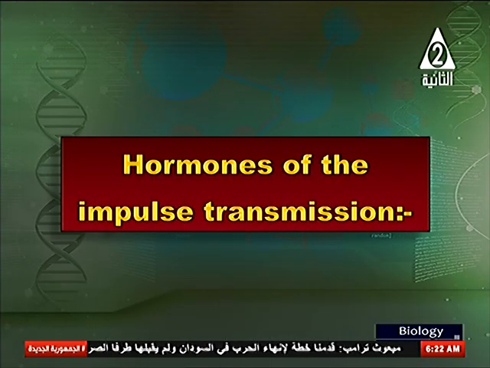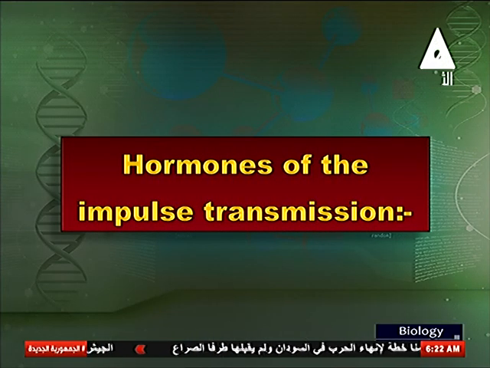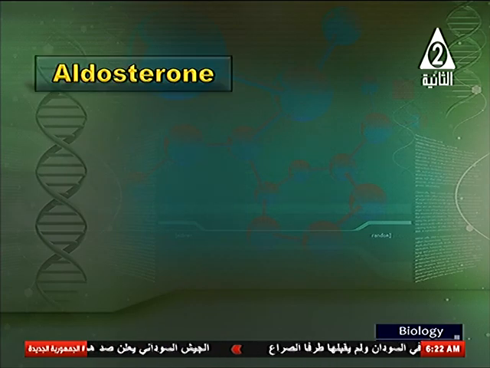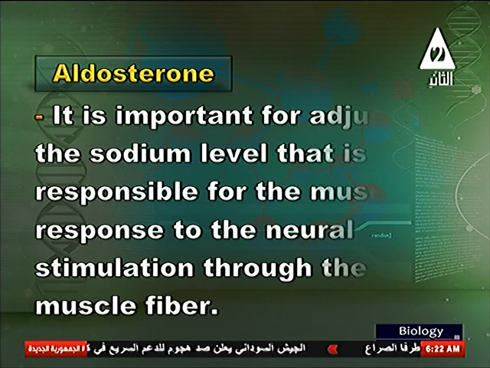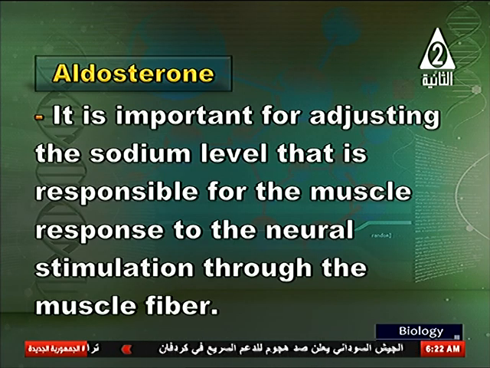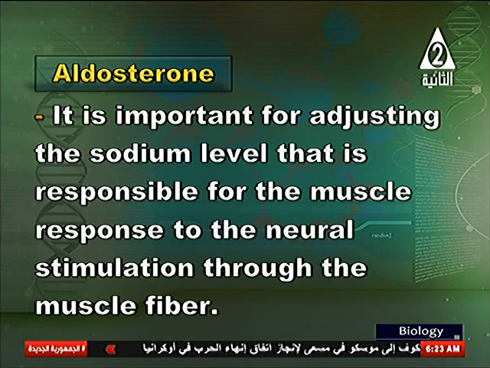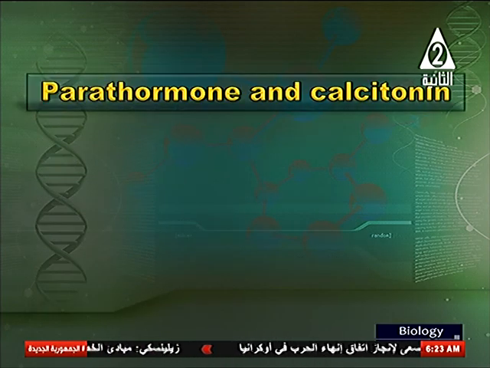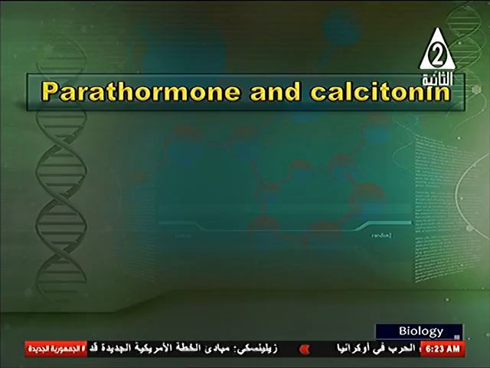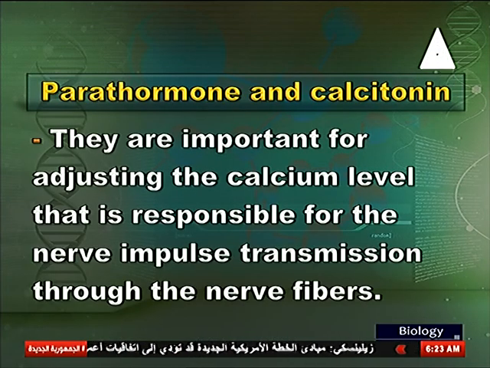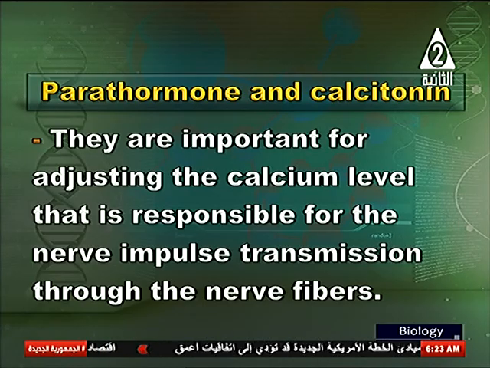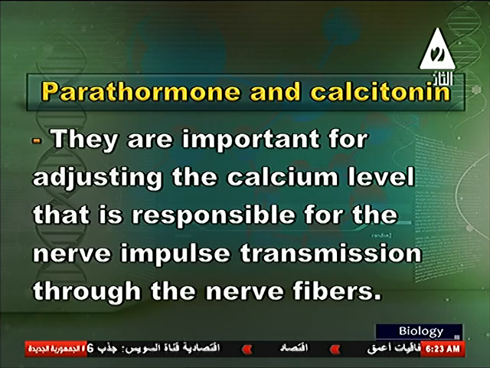Let's make a quick revision also about the hormones of impulse transmission related to the nervous system. Aldosterone is important for adjusting the sodium level that is responsible for the muscle response to neural stimulation through the muscle fiber. A very important hormone. Also, parathormone and calcitonin hormone, as I said, have an important role in adjusting the calcium level that is responsible for nerve impulse transmission through the nerve fibers.